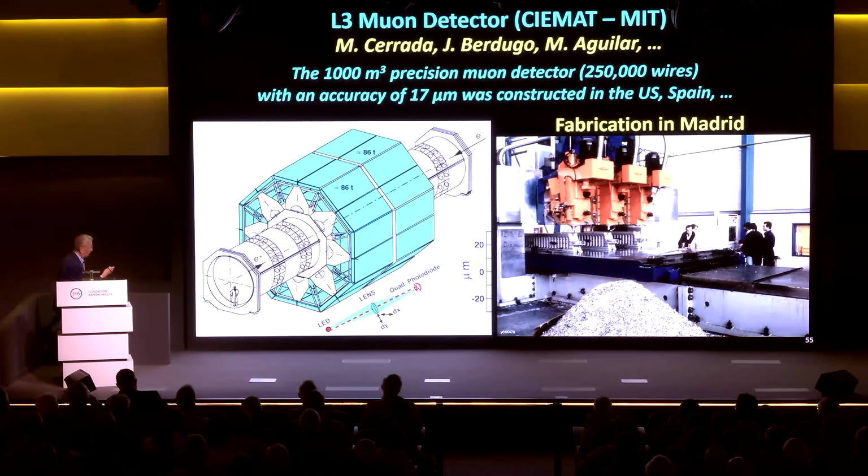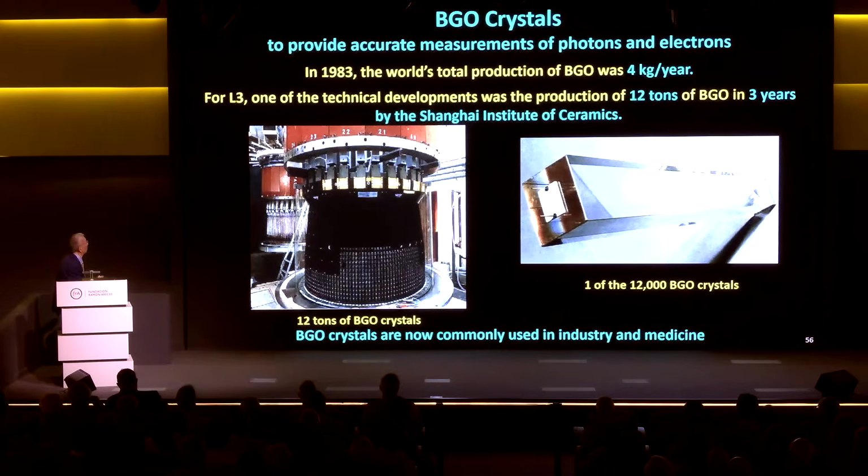The muon detector, part of it was done at CERN in collaboration with MIT, and this is a fabrication of the precision muon detector, which has a resolution of 17 micron, and this is done in Madrid. Another important thing is the BGO crystal to provide accurate measurement of light rays and electrons. When we proposed the experiment, the world's total production was 3 or 4 kilograms per year. We need 12 tons.